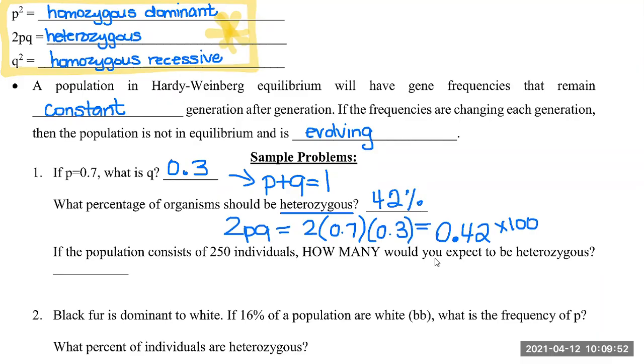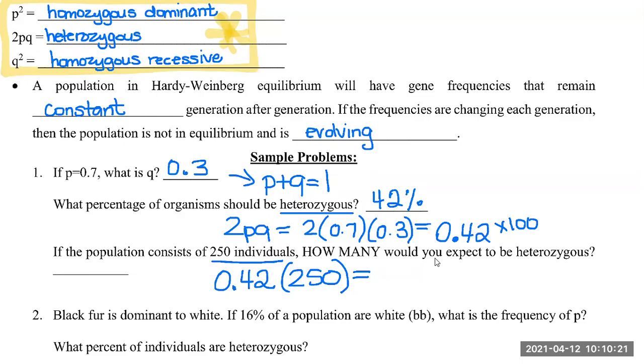If the population consists of 250 individuals, how many of them would be heterozygous? Okay, so basically we need to get 42% of 250 individuals. So 0.42 times the total number of individuals in the population. So this is actually physical individuals, so this needs to be a whole number. So you're going to want to round this to the nearest whole number.